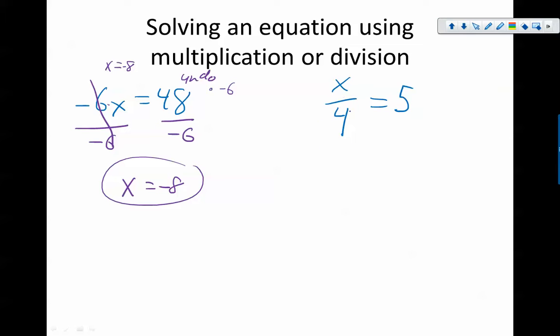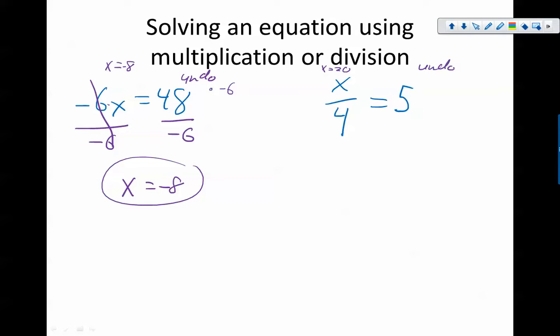And our second example here, we have x divided by 4. So what number, when we divide by 4, makes 5? And again, if you know your multiplication tables well, we can probably guess that's 20. 20 divided by 4 makes 5. But let's use a solving process.